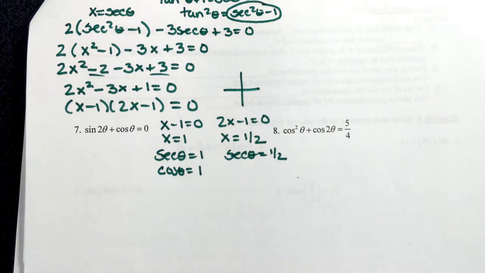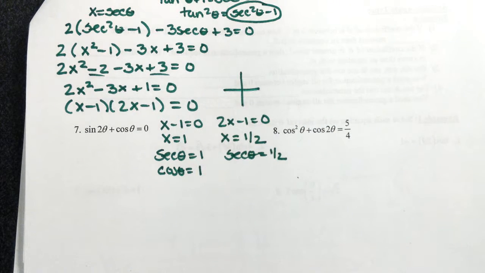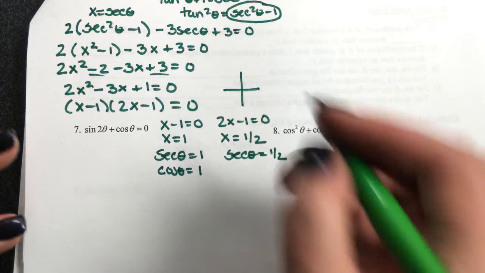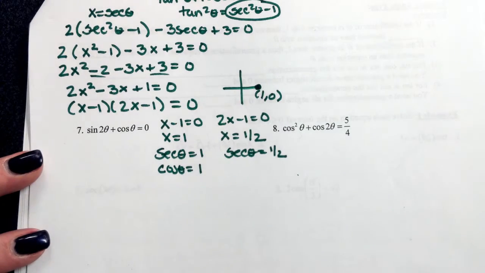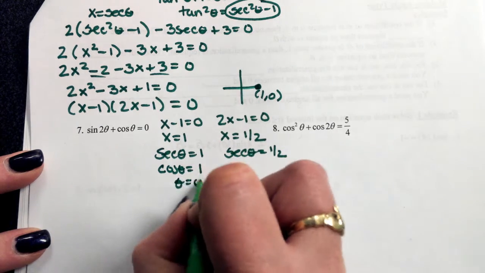So now where is cosine equal to 1? Remember, cosine's your x-coordinate. At what angle is your x-coordinate equal to 1? At 0. Remember, right here on your positive x-axis is where you've got the coordinate (1, 0). So then theta is just going to be equal to 0.